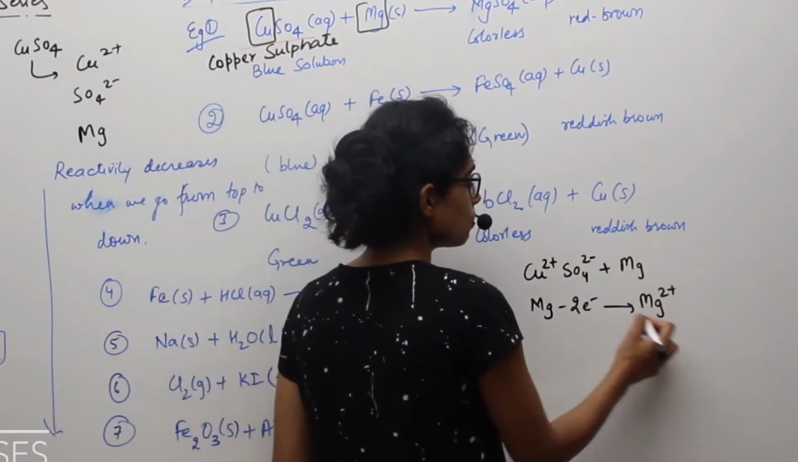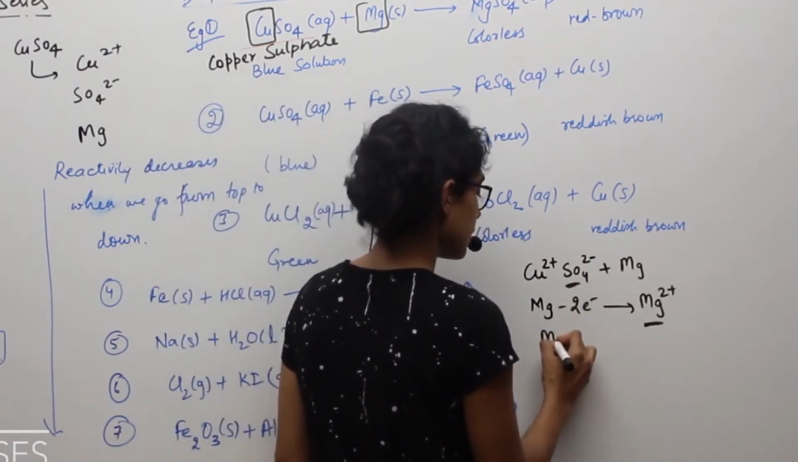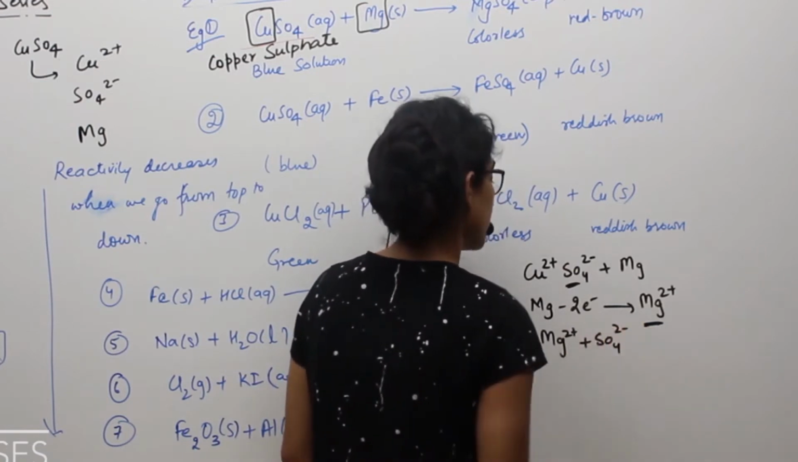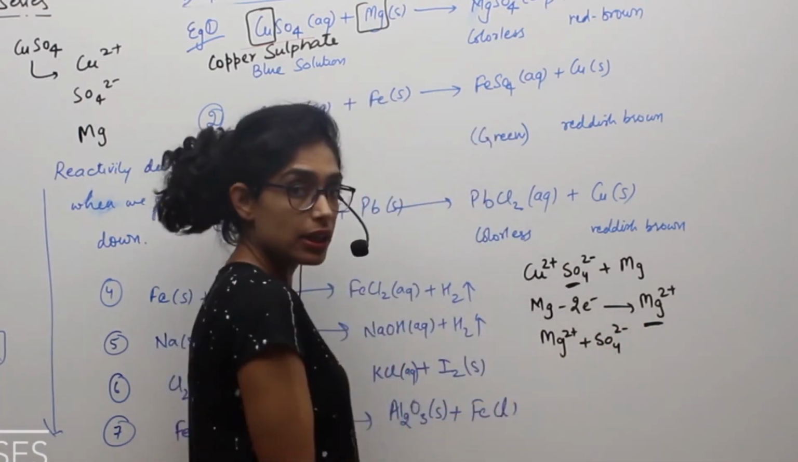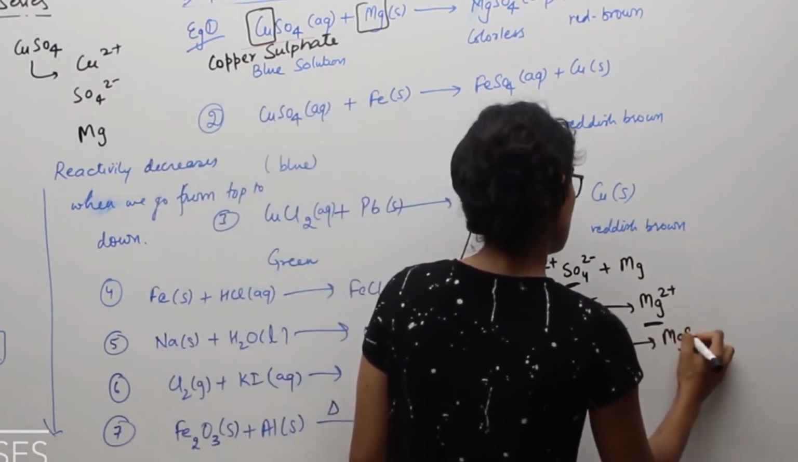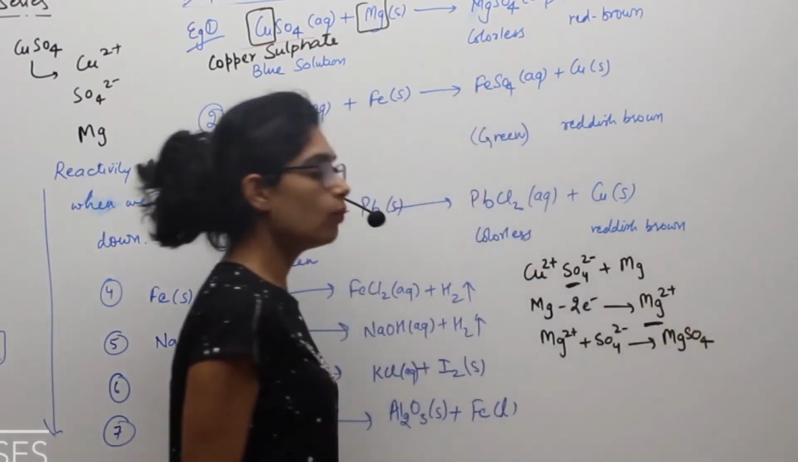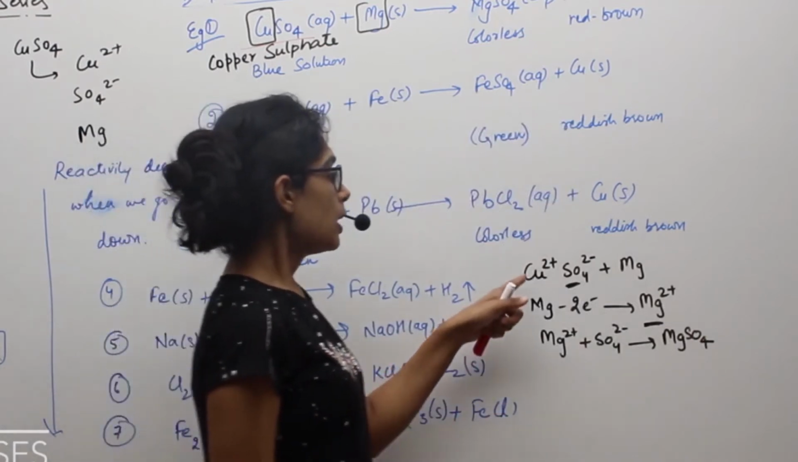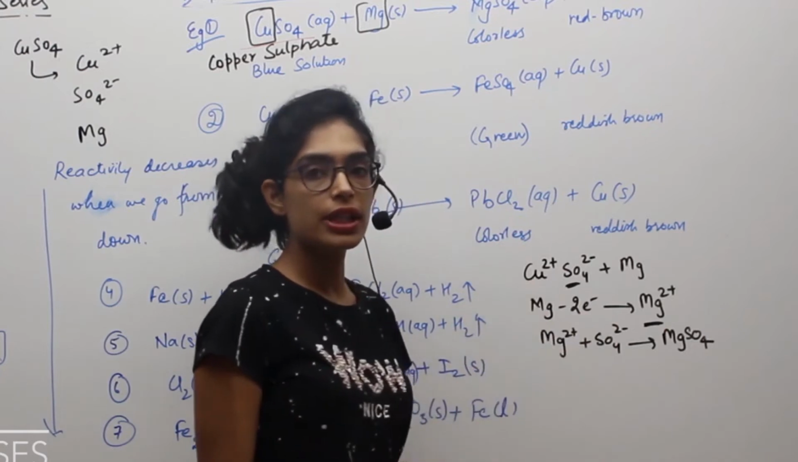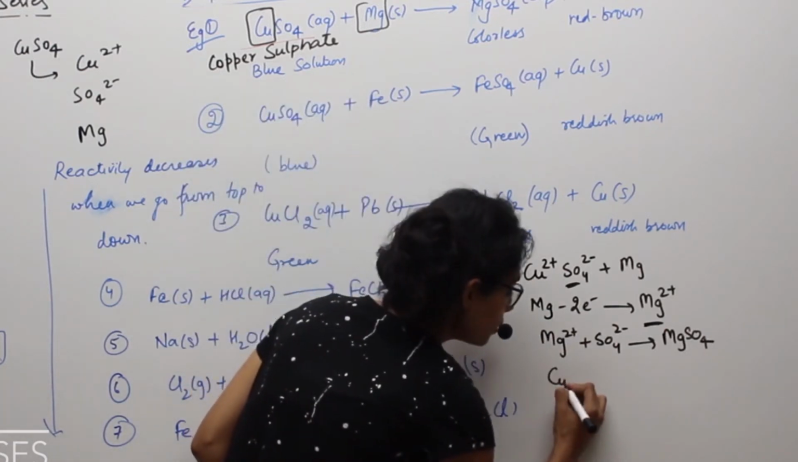Now this Mg2 plus will react with SO4 2 minus. So Mg2 plus and SO4 2 minus reacted together. Basically both have the same valencies but opposite charges. So it will become MgSO4. And now what are we left with in the solution? We are left with copper, Cu2 plus, and 2 electrons which were released by magnesium. So what will this copper do?